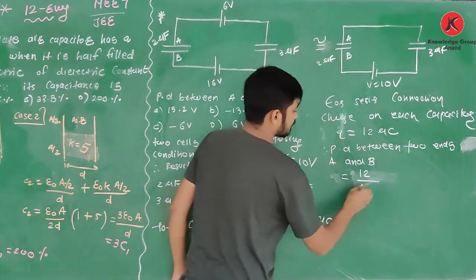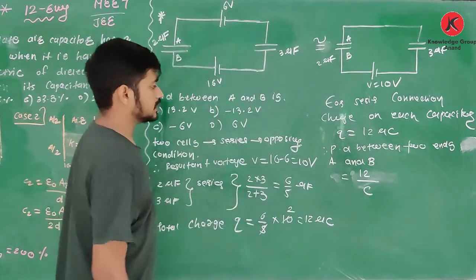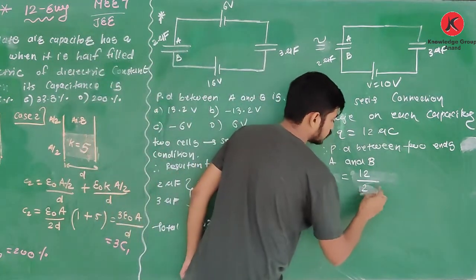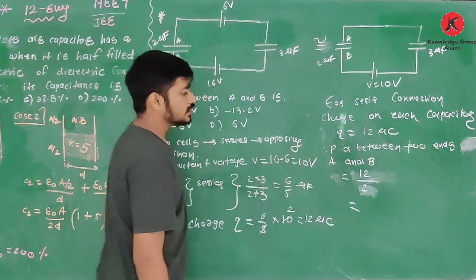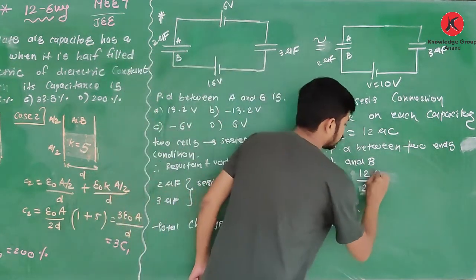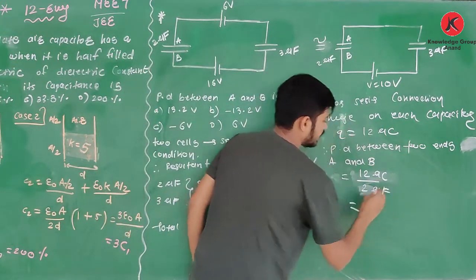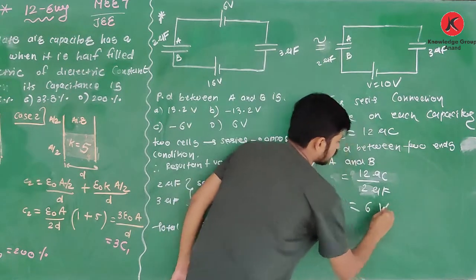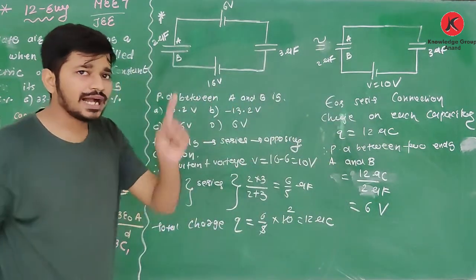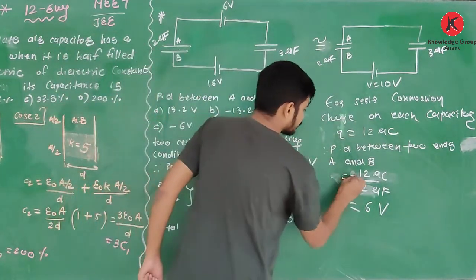And what is its C, capacitance? That is 2. So 12 divided by 2, Q is in microcoulomb, 2 is in microfarad. So 12 divided by 2, it is 6 volt. But I will write minus.